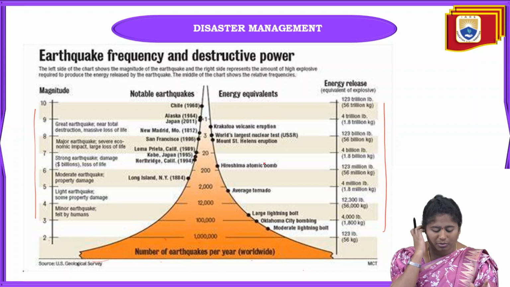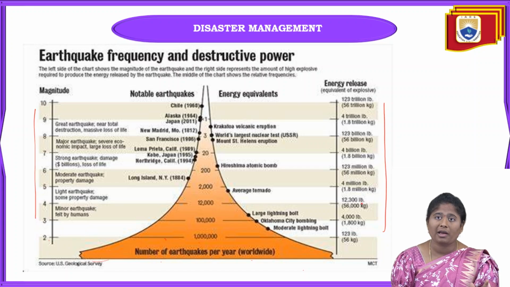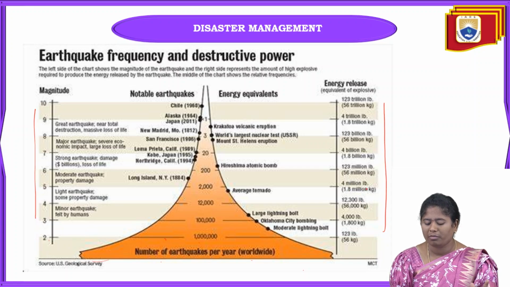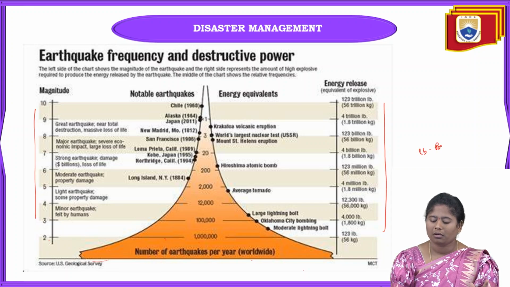Okay, and the next one, here you can see near the 4 point, is minor earthquakes. These minor earthquakes, which are very much felt by humans, number almost 12,000. And what is the energy released at that time? It means 56,000 kg of energy, or almost 4 million pounds of energy released at that time.